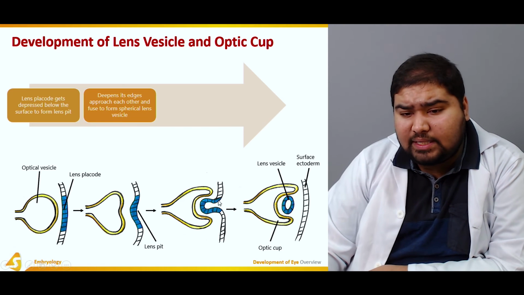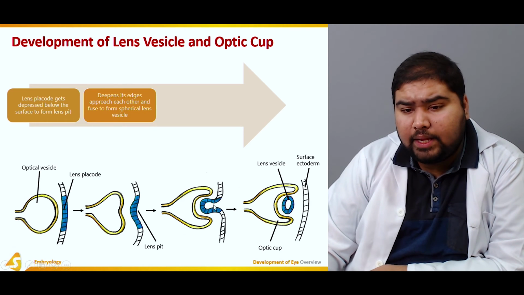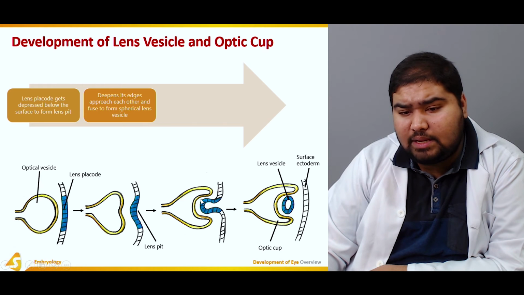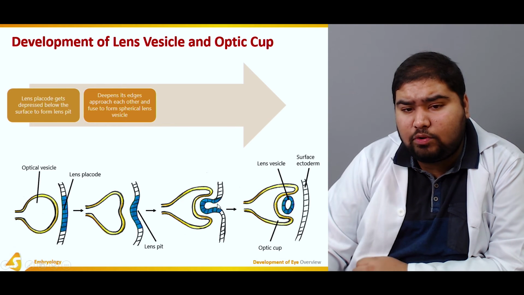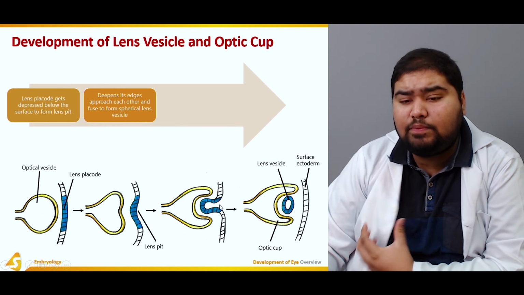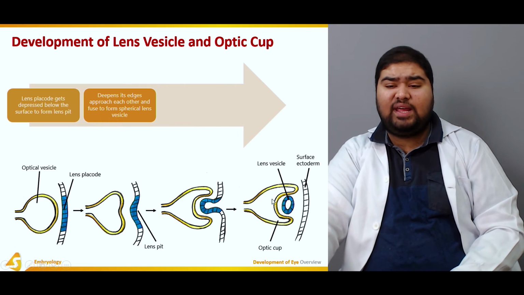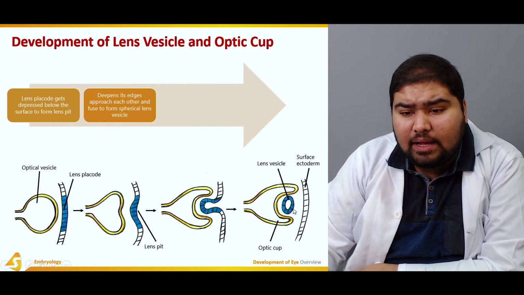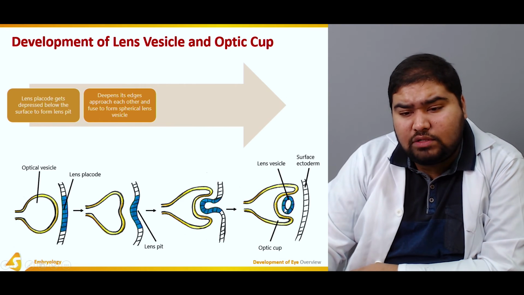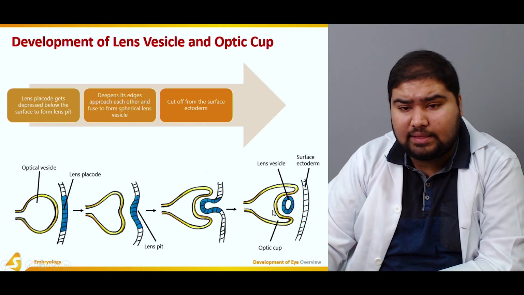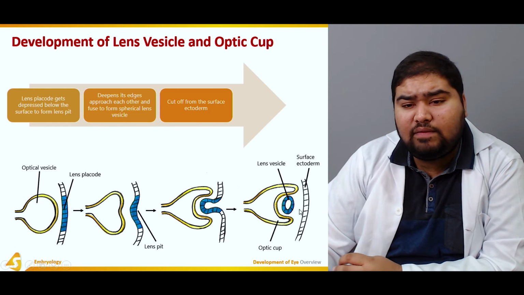This lens pit tends to deepen. It deepens and its edges approach each other in the midline. Here you can see it is deepening and its edges are now approaching each other, and now these approaching edges fuse to form a spherical lens. Here you can see the edges have now fused and formed a spherical lens. Now it is cut off from the surface ectoderm.